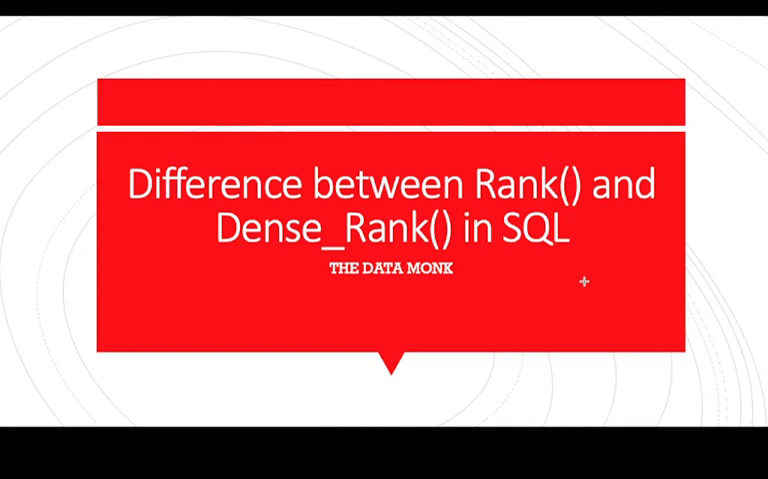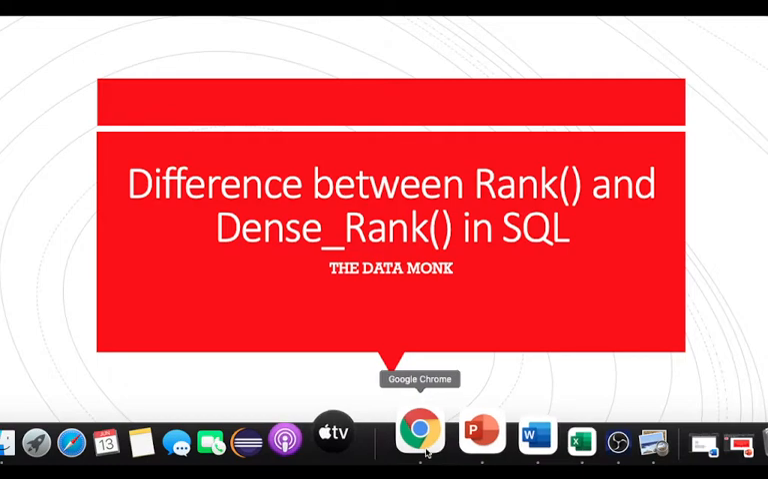Hello everyone. Today we are going to learn the difference between rank and dense rank in SQL. These functions return a rank starting from 1 according to the order by clause. Order by clause, as you know, is something that sorts the data in ascending or descending order. By default, it will be ascending order.